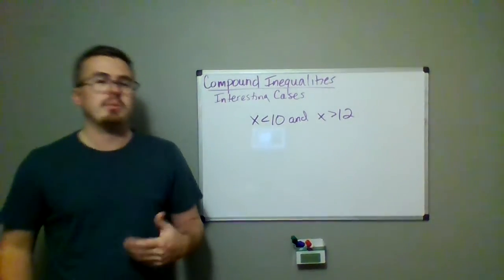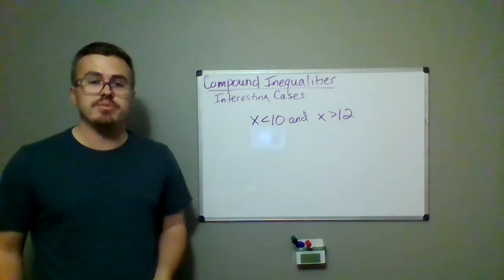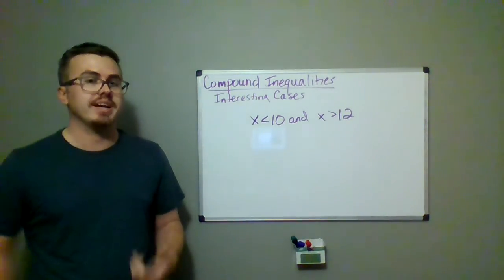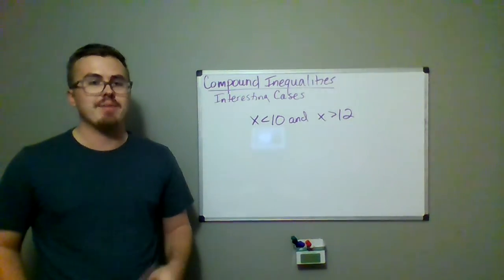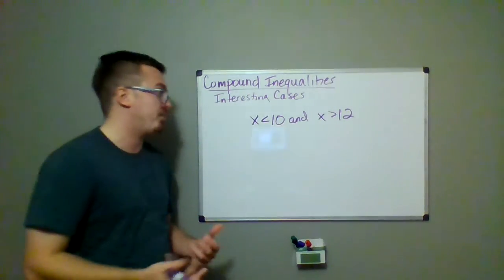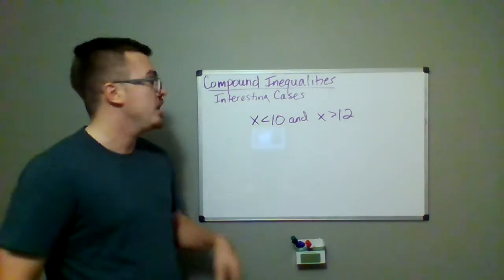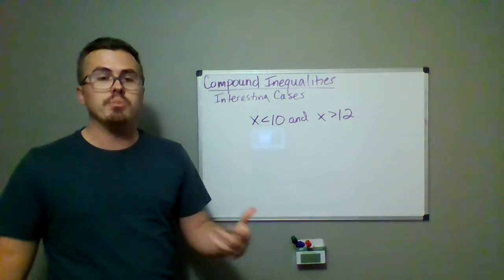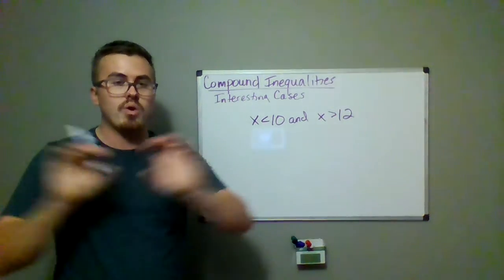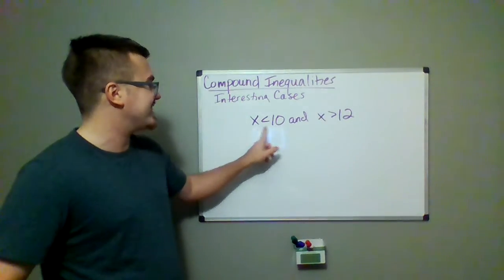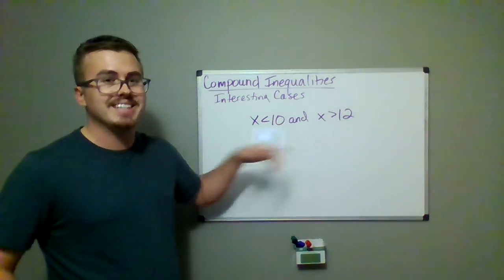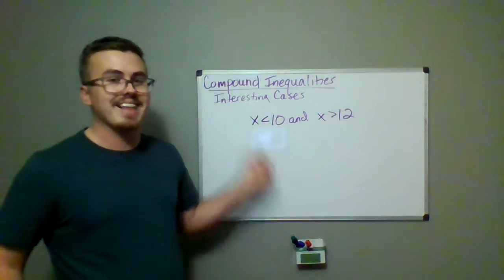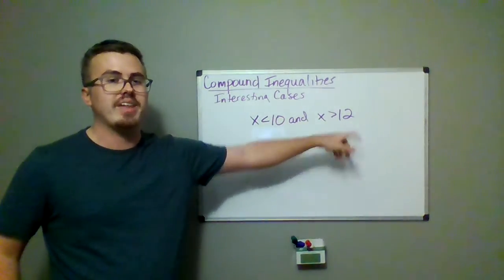Really briefly here, I'm just going to go over what the and version of that interesting case looks like. So let's say you're going through a compound inequality problem, and it starts out as an and, but then you get down to it, and this is what your solution looks like. Now, normally you'd want to try to combine it into one thing. However, x is less than 10. It's not greater than 10, it's less than 10, but it's greater than 12.